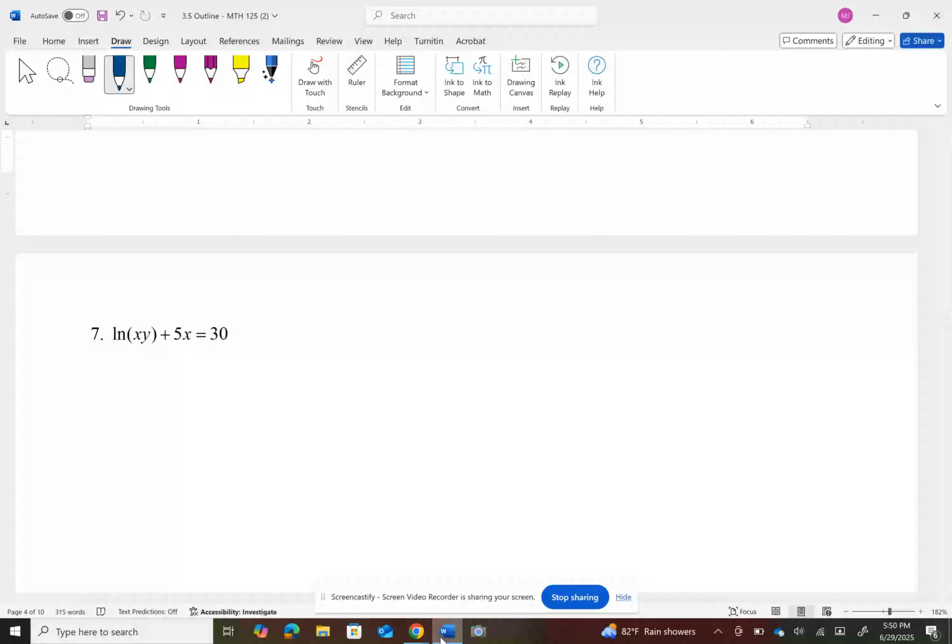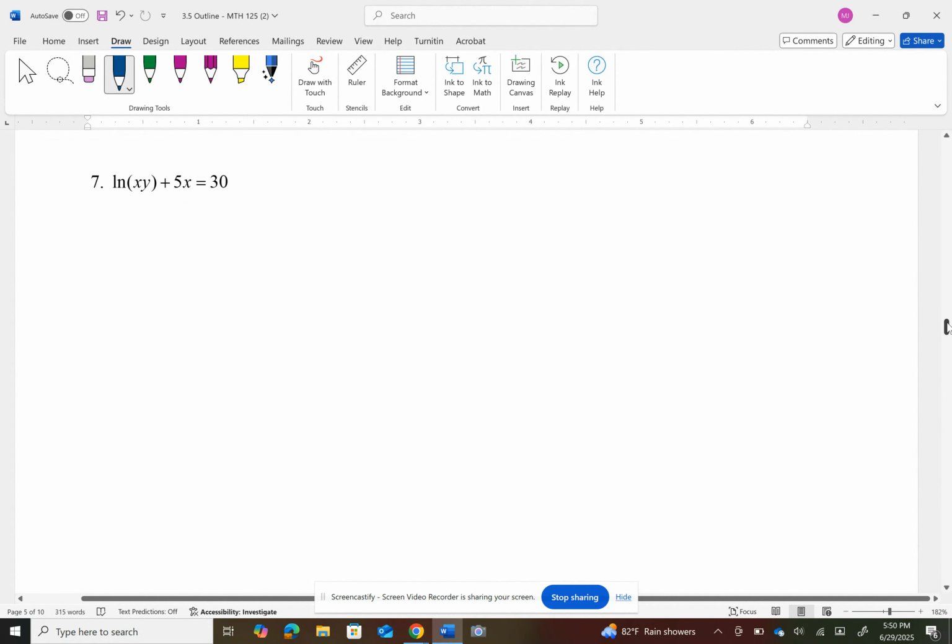All right, let's take a look at question number 8 and, no, 7. Yeah, I haven't done 7. We'll do 7 and 8, and then I may do 9 in class with you. All right, so we're doing implicit differentiation.